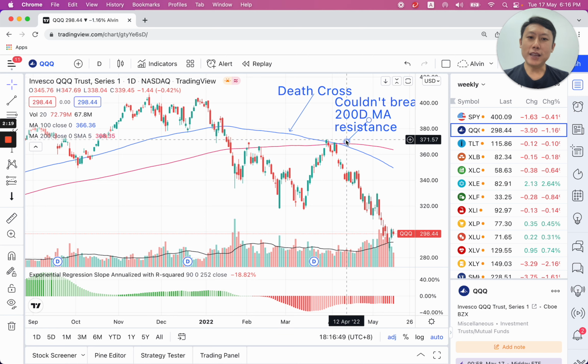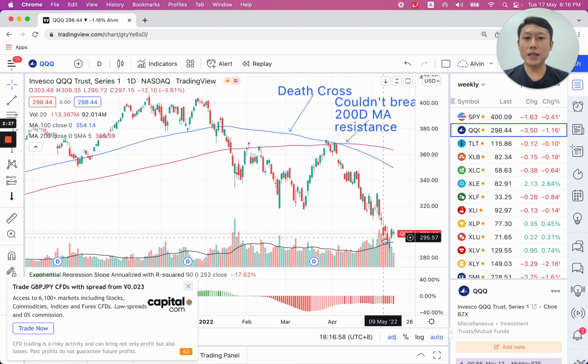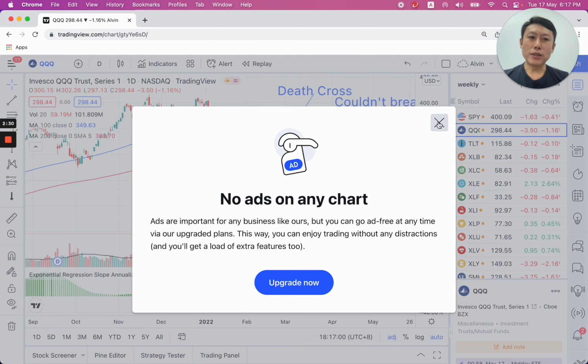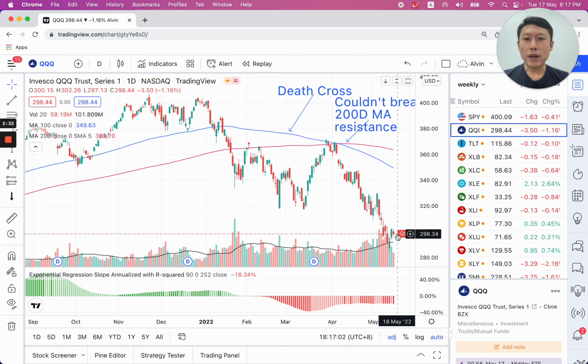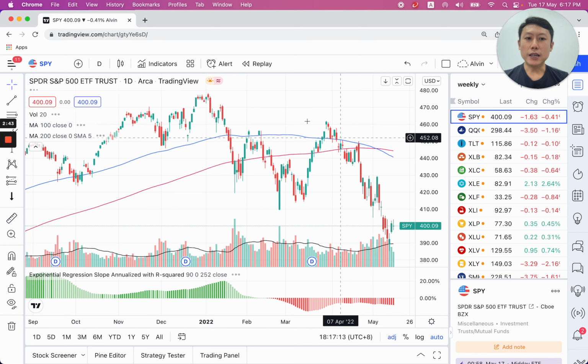And then further on around April, they couldn't break above the 200-day moving average. That became another critical resistance, and it just went all the way down even until today. So that is where we are right now, and I don't think that we are going to see any rebound anytime soon, which means the tech stocks are more bearish than the overall S&P 500. The reason is because it's down a lot more.